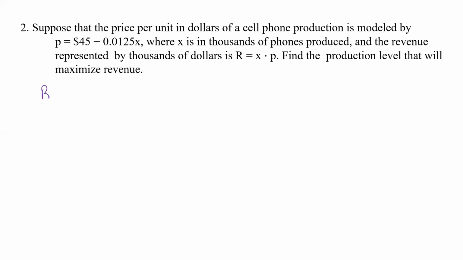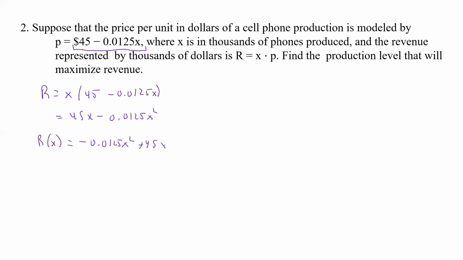So we want to maximize our R. So what are we going to do? Well, we're going to take R equals x times P, which is this. So we have 45 minus 0.0125x. Now we just distribute: 45x minus 0.0125x squared. Now we write it as a normal function formula. So R of x equals negative 0.0125x squared plus 45x. And now it's in the form that we normally know.